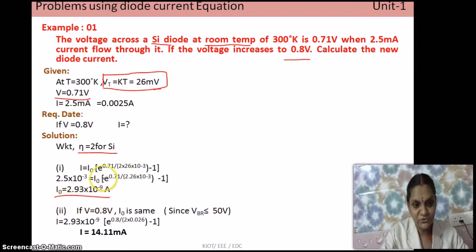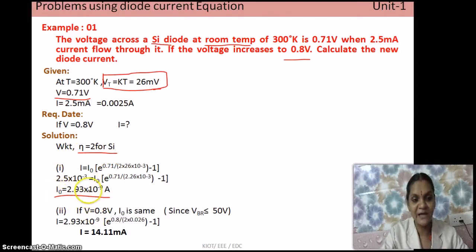Right? So you know how to solve this expression, right? Exponential power la irundichina how to solve this ni theriyum illaya. So here all these things are constants. So divide this and simplify to one new number, and you will get the exponential of this. Subtract that value from minus 1. From that you find I naught. So this is the I naught.